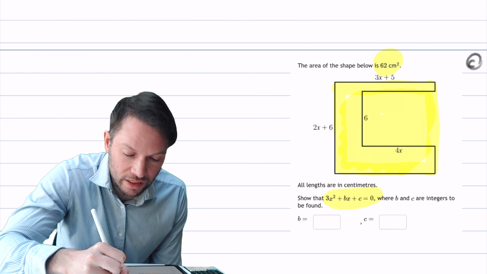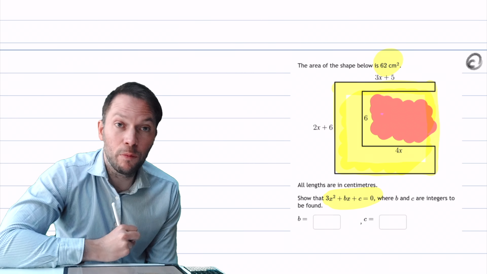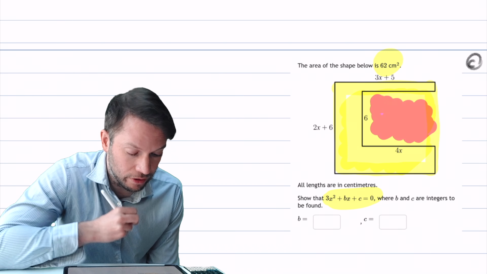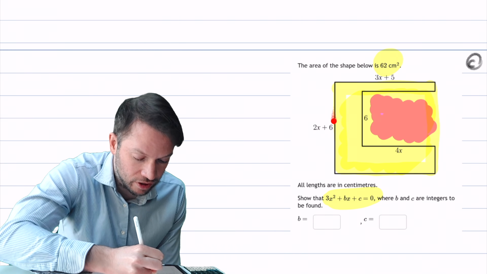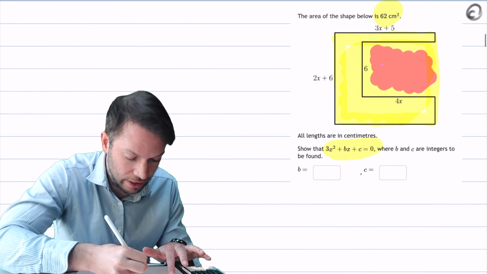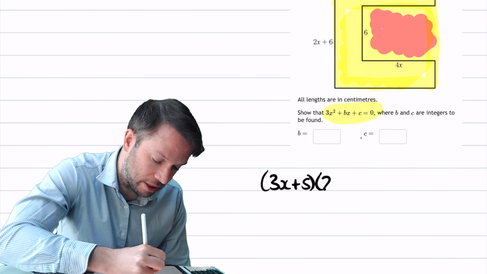we could then cut out this region here, and that would just leave the area of the shape that we want. So the area of the whole rectangle is going to be 3x plus 5 times the 2x plus 6. So let's do that. 3x plus 5 multiplied by 2x plus 6.